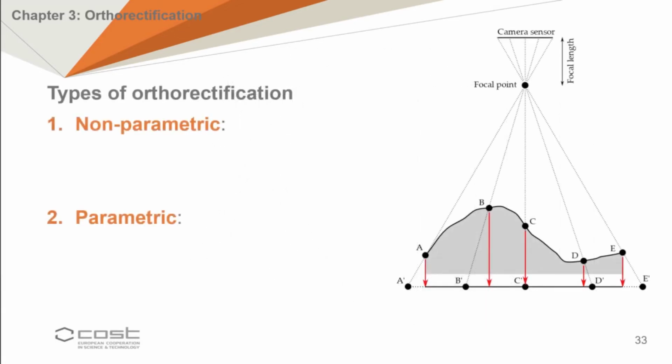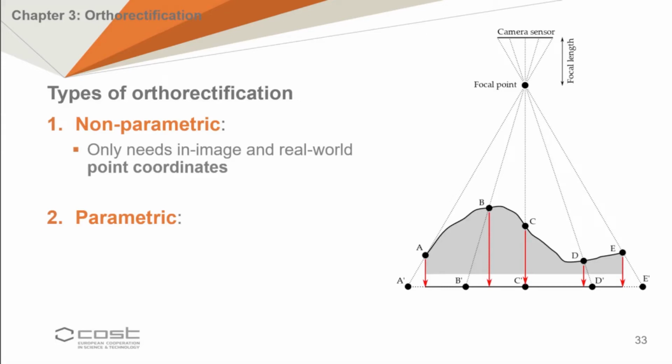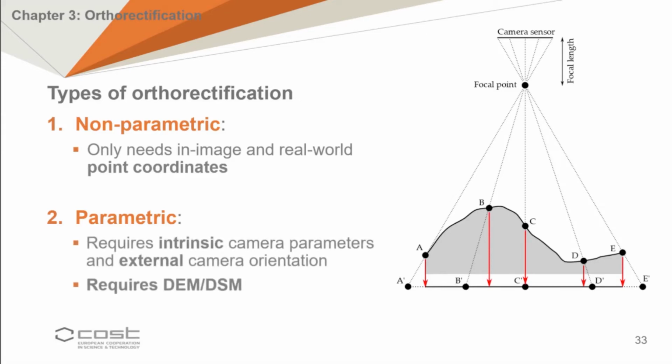There are two groups of methods for this purpose, non-parametric and parametric. Non-parametric methods use in-image and real-world coordinates for a number of points and perform projective transformation between those two coordinate systems. Parametric methods, on the other hand, are a bit more complicated. They use information on both internal camera parameters and the external orientation of the camera, along with a digital elevation model or digital surface model. Now, it's not hard to understand why the simpler non-parametric approaches of limited accuracy can usually be properly applied only to a smaller image area.